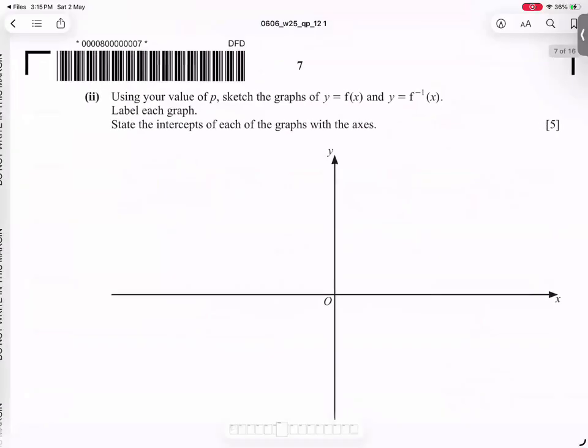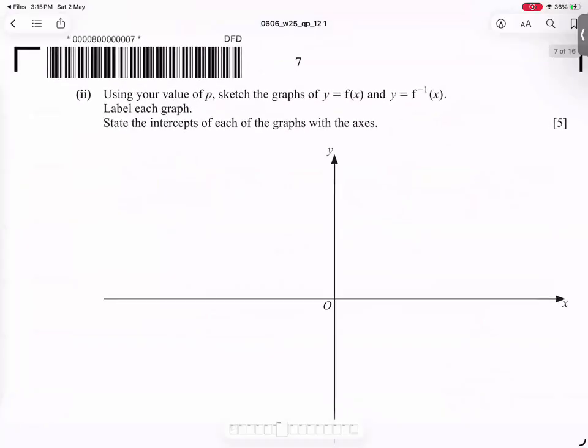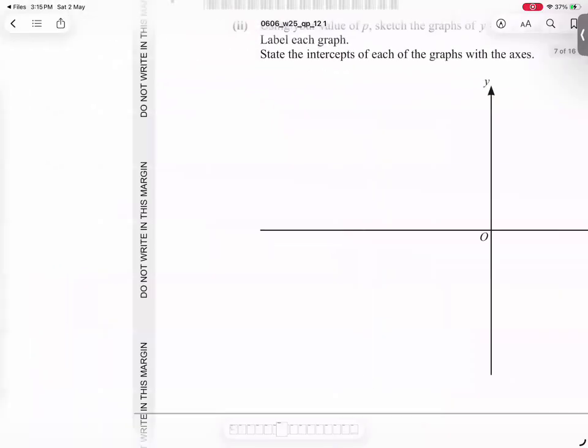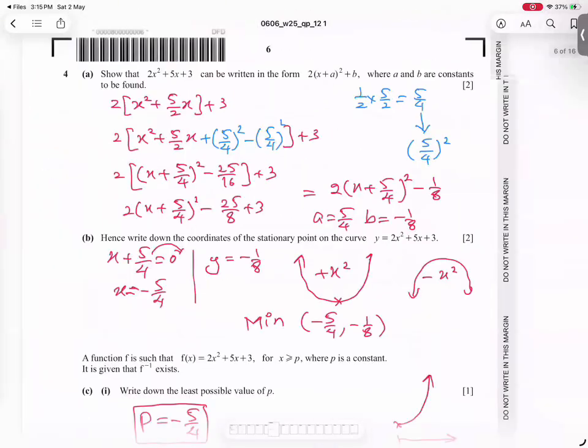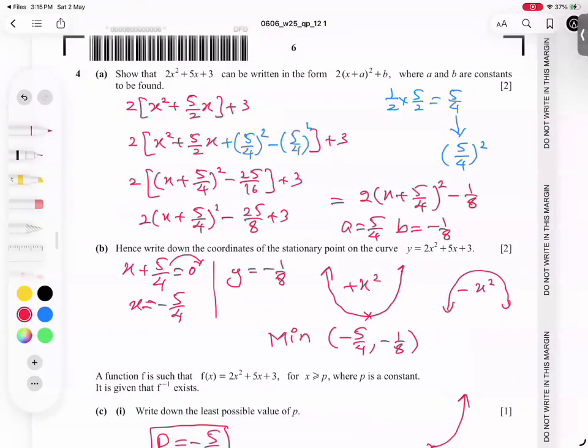Next part: use your graph and this value of p, sketch the graphs of f and f inverse, label each graph, and state the intercepts of each graph on the x-axis, or the axis, sorry, not only x, it can be both or only one. For that reason, I'm going to do one part very, very clearly. I need two things. I need the curve equation, which I can take from here, and the stationary point. So I need basically two parts.